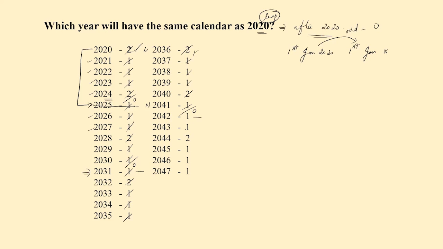So still move ahead. 1, 2, 3, 4, 5, 6, 7. So by the end of 2047, again I am getting 0 odd days. So 2048 starting and 2020 starting should have been the same. And this is going to be a leap year. This is also going to be a leap year. So calendar will obviously repeat itself. So this is how you should have done this particular problem. Okay, good. Now going on to the next type.